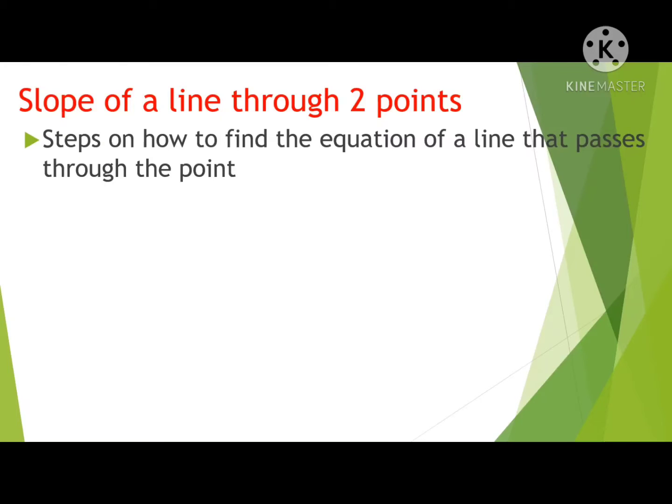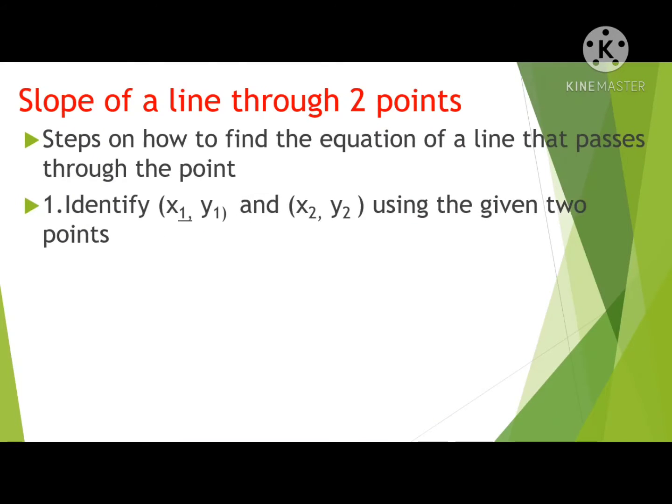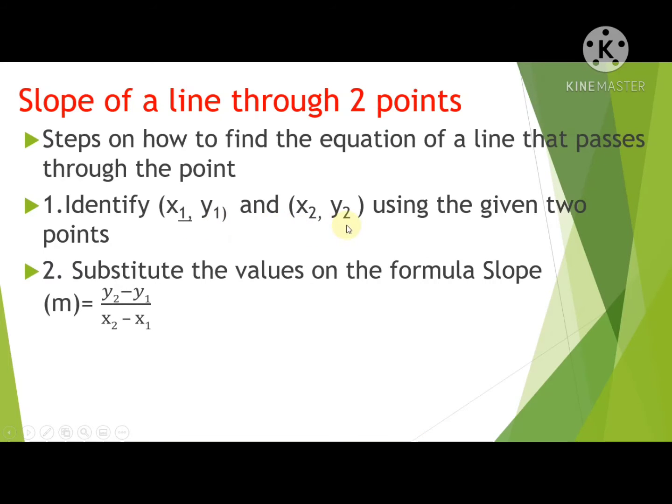I want to introduce the steps on how to find the equation of a line that passes through the points. So we have step number 1. We will identify the x sub 1, y sub 1, and x sub 2, y sub 2 using the given 2 points. And then number 2, substitute the values of the points in the formula: slope, denoted by small letter m, is equal to y sub 2 minus y sub 1 all over x sub 2 minus x sub 1. And then we will simplify.